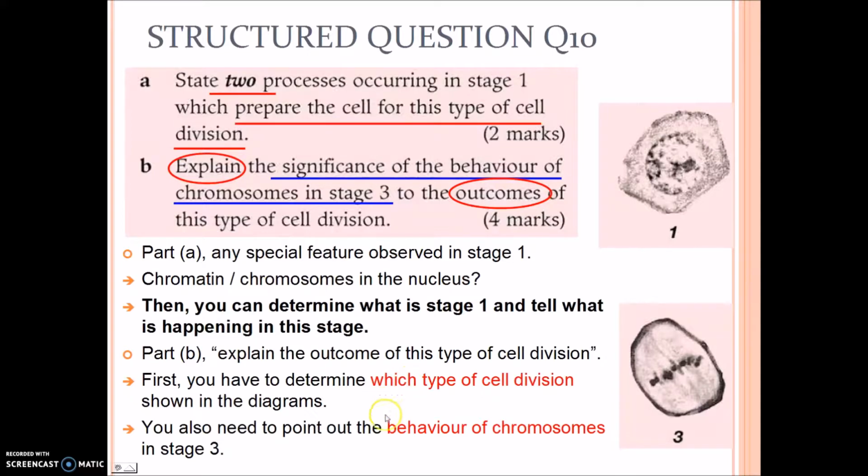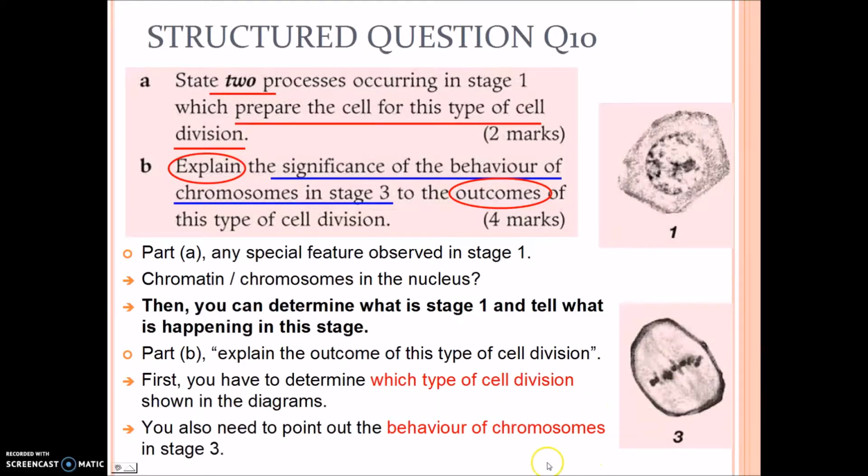Okay, so that's the first part. And then for the chromosome behavior, you can see that for stage 3, all chromosomes are lined up in the middle of the cell. At least you should be able to point it out. It must be metaphase. All the chromosomes line up in the middle of the cells. Metaphase clearly. But it may be metaphase 1 or metaphase 2. Now you tell me, but at least you know that it's metaphase. It's something related to metaphase, right?